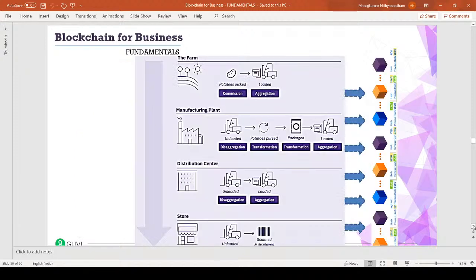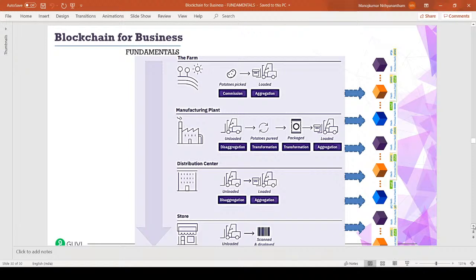Okay. Now the example of the organic oranges I have told, and now I will be showing you really how the data is getting transferred to blocks. Okay, imagine the case of potatoes. Let's go to the potatoes case.